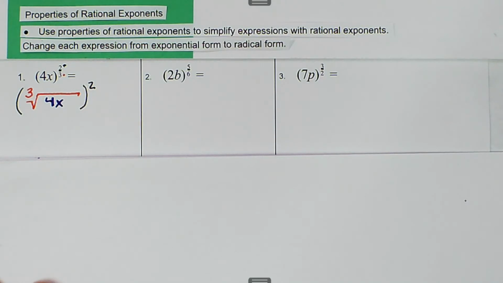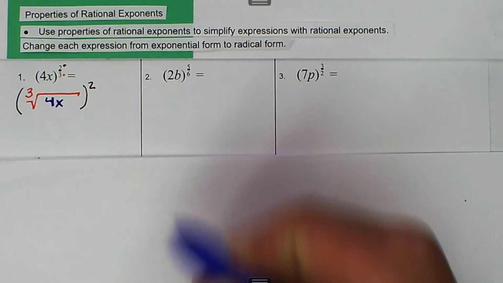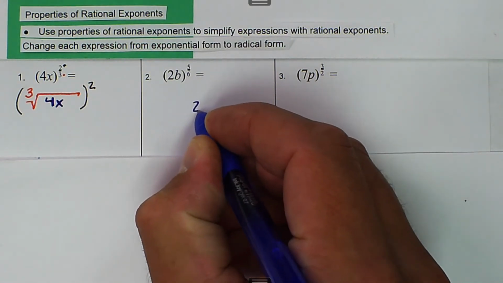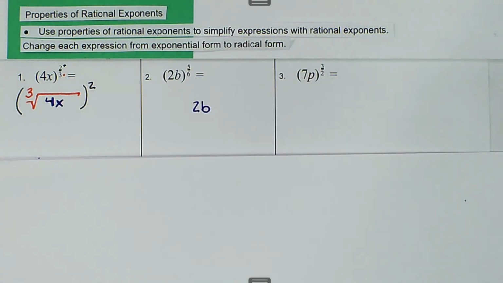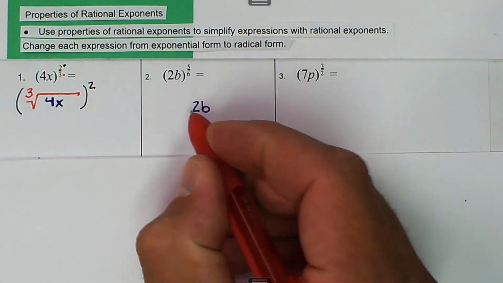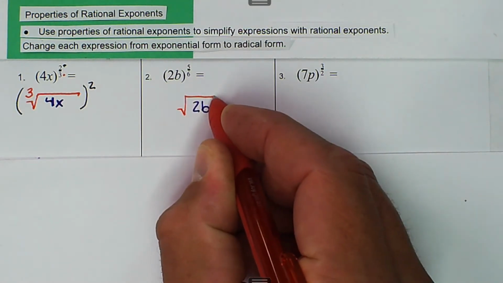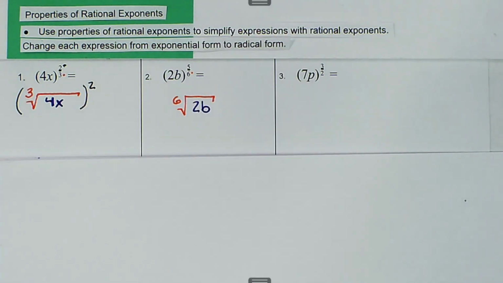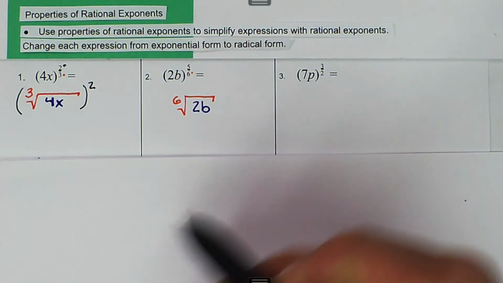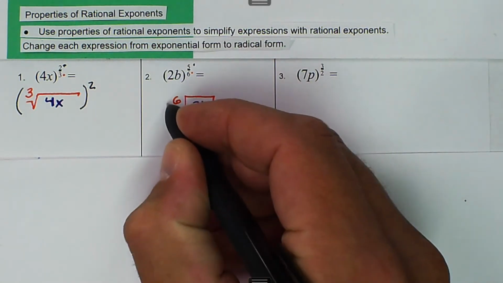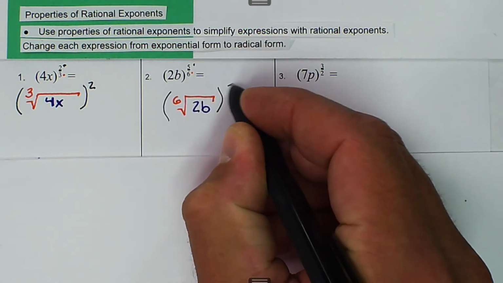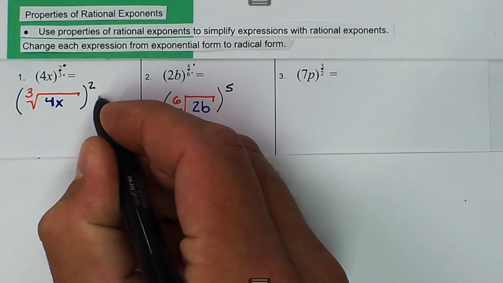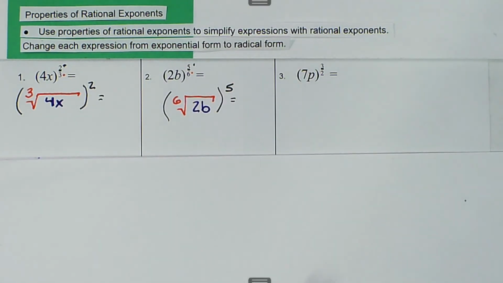We can do the same thing as we have 2b raised to the 5/6 power. That's the same thing. 2b, we can write that down, and that is going to be under the radical. But in this case, our radical is the 6th root. So the 6th is the index number. And we are raising that to the 5th power. So that whole thing needs to be raised to the 5th power. And so these are both equivalent statements.